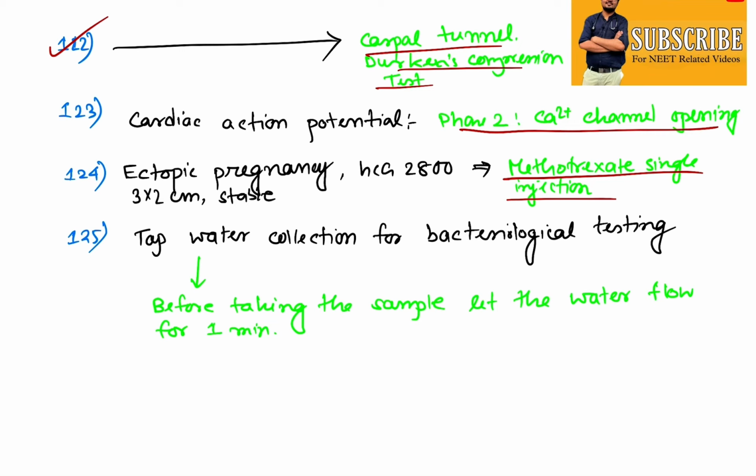And last question of this session, tap water collection for bacteriological testing. What is the protocol? It is better, before taking the sample, to let the water flow for at least 1 minute. Other options are like take the sample from a gentle stream of water to avoid splash, or keep the bottle near the tap to avoid splash, or take the sample from a water tap which is leaking. Those options are wrong. This is the right option. Before taking the sample, let the water flow for at least 1 minute.